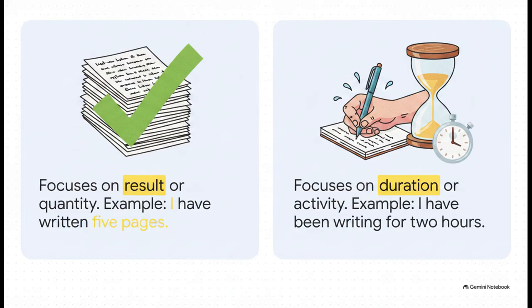Now, the really crucial thing here is nailing the difference between the 2 perfect tenses. They both connect the past to the present, sure, but their focus is entirely different. The present perfect focuses on the result or the quantity of a completed action. I have written 5 pages. Boom, the result is right there, it's visible. But the present perfect continuous, that focuses on the duration or the activity itself. I have been writing for 2 hours. See the difference? It emphasizes the actual sweat and time you've put into the activity leading up to right now.